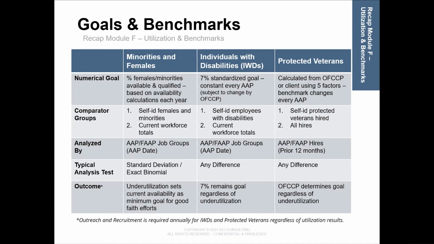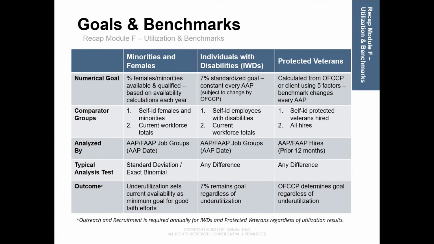This comparator group is identified from those who have self-ID'd as protected veterans. And in this case, we're using those that are hired within the AAP year, so the 12 months prior to your AAP snapshot date, and all those that are hired and self-ID'd as being a protected veteran. The typical test here is, again, the any difference test. So if any of your hires and its total is less than the OFCCP benchmark, if that's what you choose to use, then we will deem it as being underutilized. And the new veteran goal will be the goal that OFCCP sets forth.